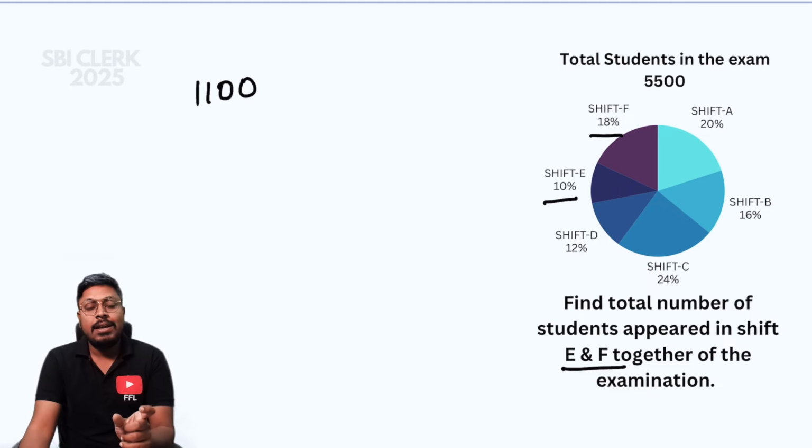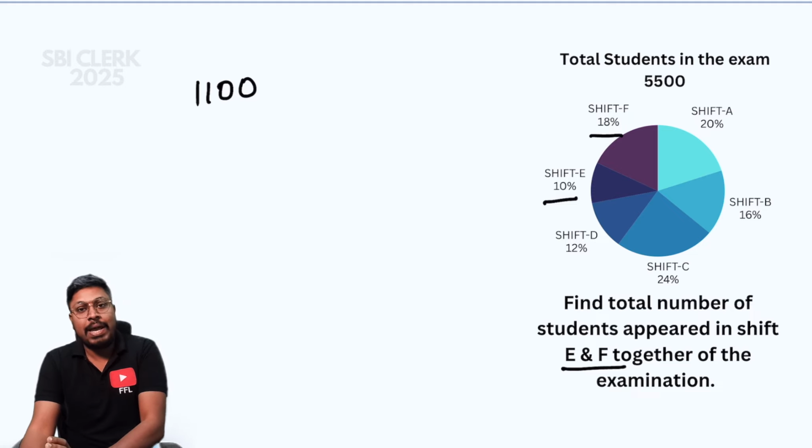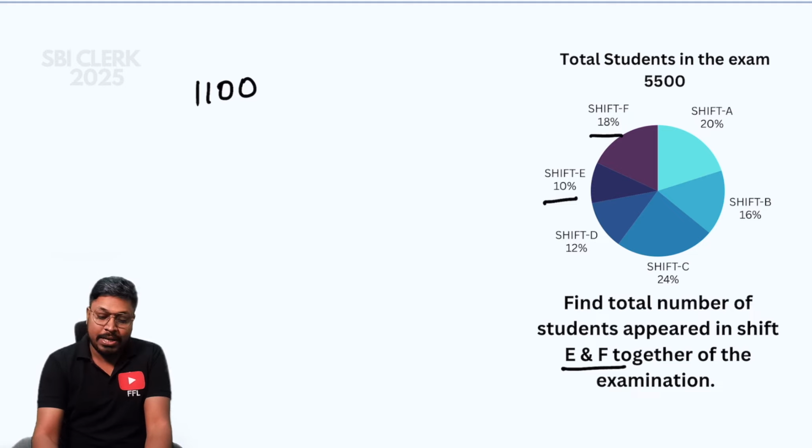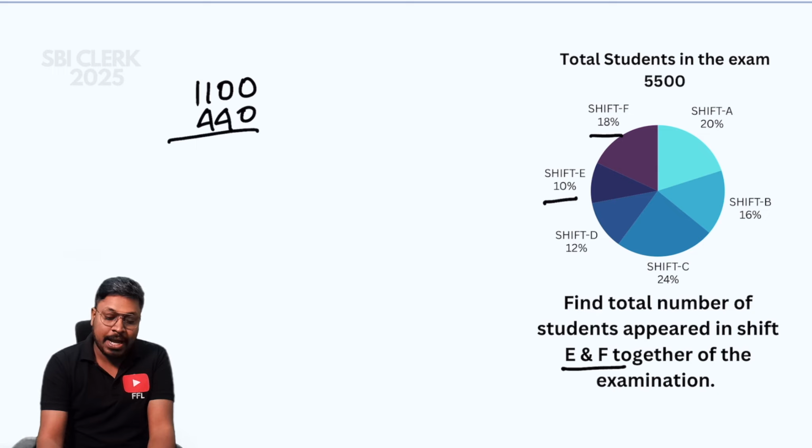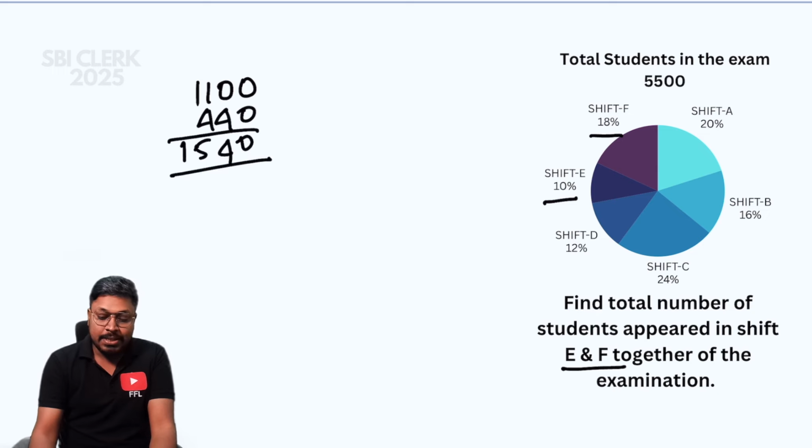8 percentage. 1 percentage is 55. 8 percentage, 55 into 8. So 8 5s are 440. So 440. When you add, 1540. So the answer for this question is 1540, right?